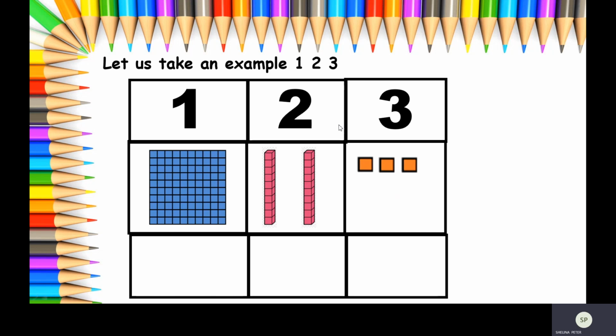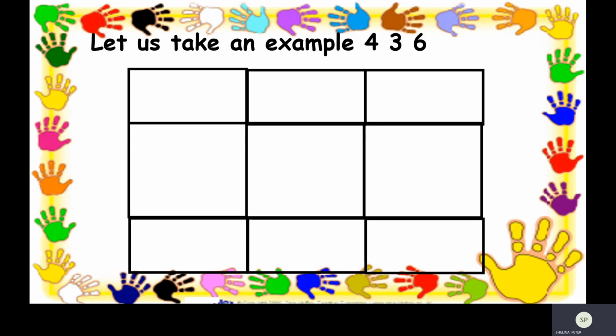So now let us see what does these represents. At ones place, this represents 3. At tens place, this represents 20. At hundreds place, this represents 100. And this together represents the number 123.